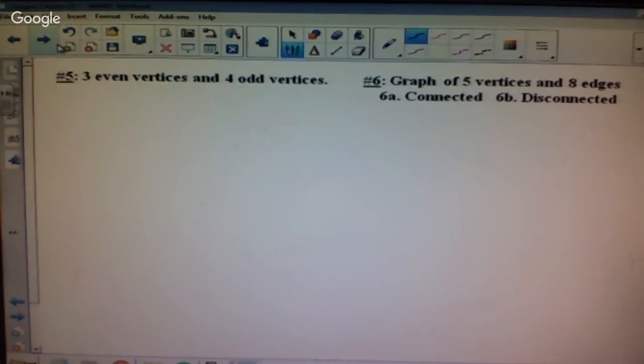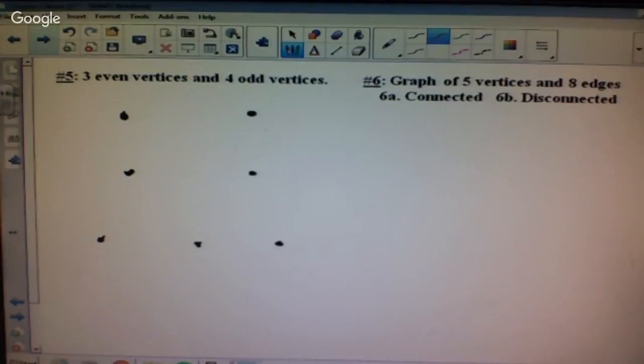Okay, all right. Graph number 5. It says I need 3 even vertices and 4 odd. So how many total vertices do I need? 7. Okay, I need 7 vertices because 3 of these need to be even and 4 need to be odd. Unless they tell you that your graph must be connected, you can draw me a disconnected graph. That's probably the easiest way to do it when they're asking for even and odd, is to draw a disconnected graph unless they tell you it has to be connected.